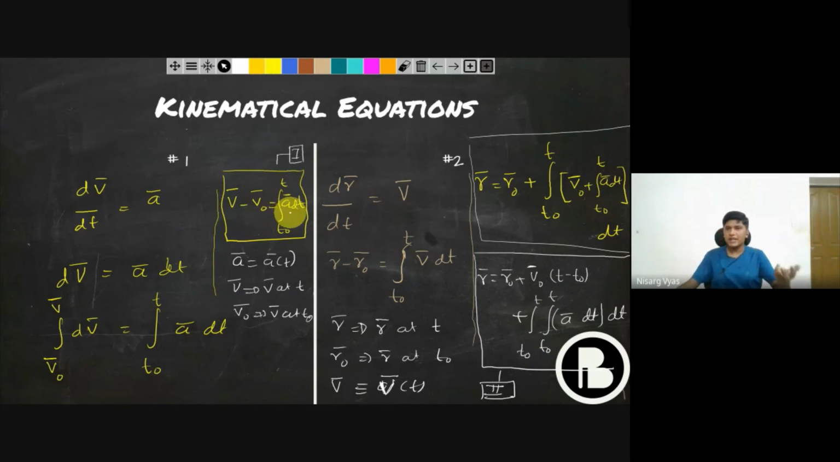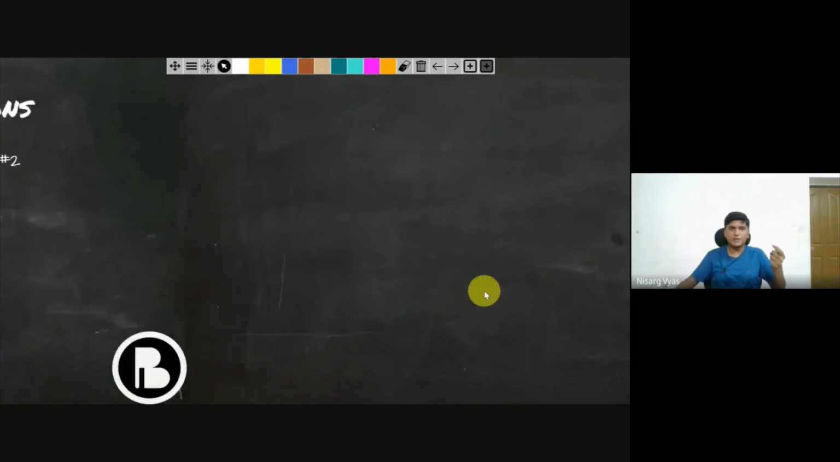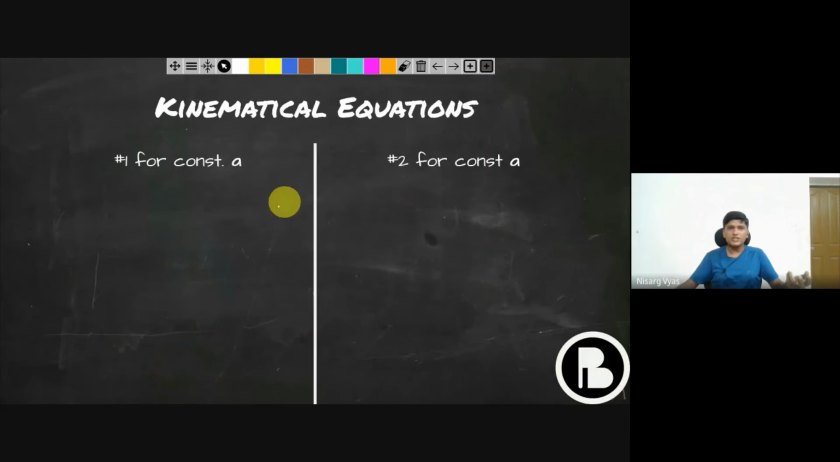This is the first kinematical equation, but for our purposes, we generally try to simplify these. We try to take special cases. This is the most general case, but we try to take the special cases. So what is the special case?